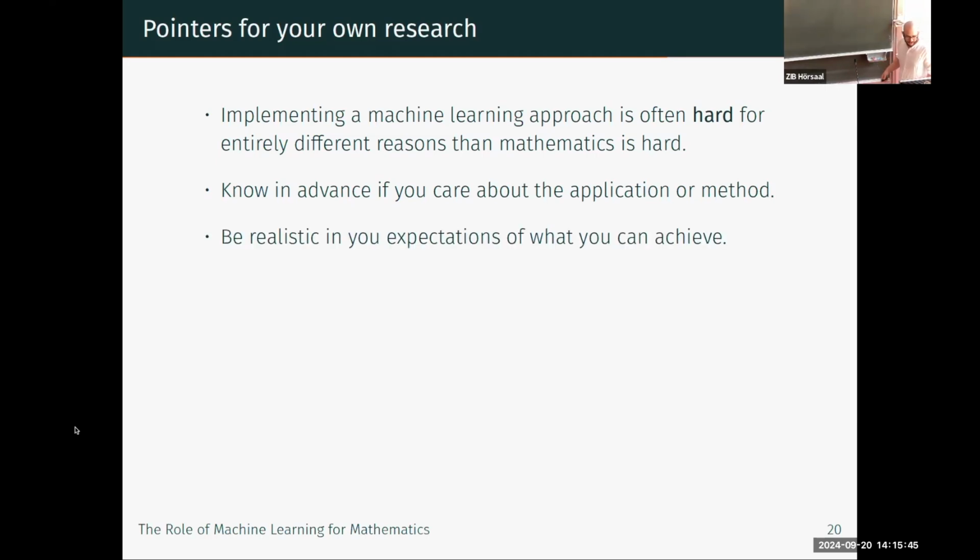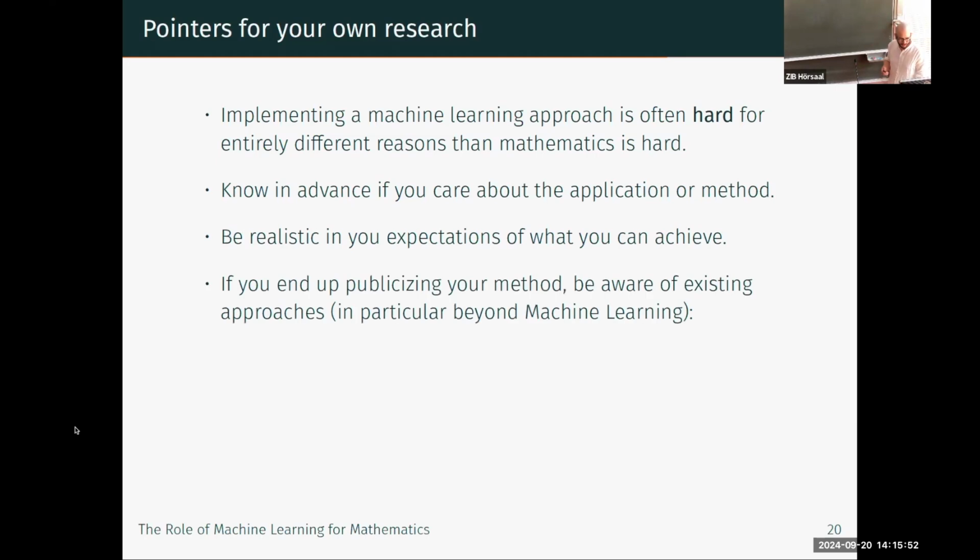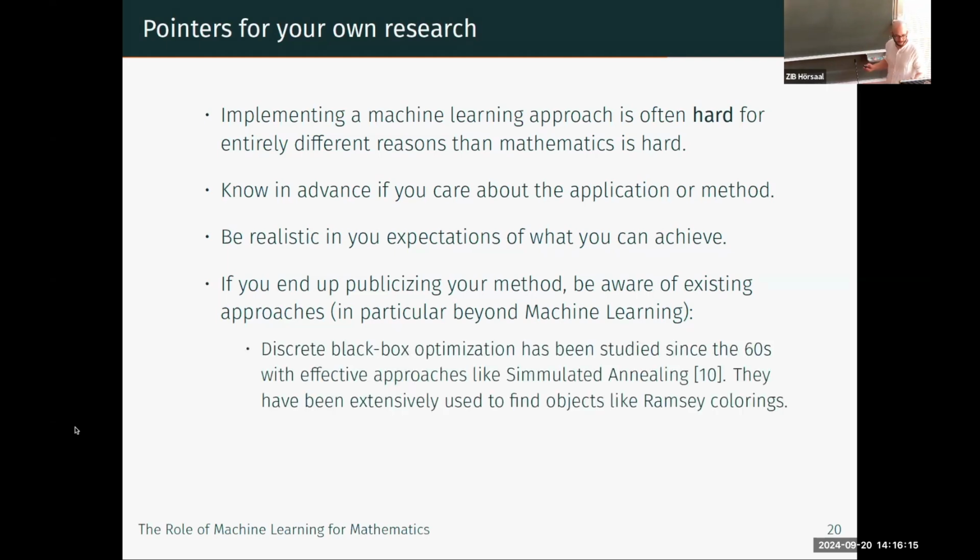You should, of course, be realistic in your expectations of what you can achieve. As I just said, many of these things, especially the more advanced ones, require immense manpower. And you should also be aware of existing approaches, in particular beyond machine learning. So I didn't mention this during the individual results because I don't want to point any fingers at any individual results. But if you've worked in combinatorial optimization, you might have seen some of these things and thought, but there are other ways of doing this that do not involve the neural network, and that is very true.